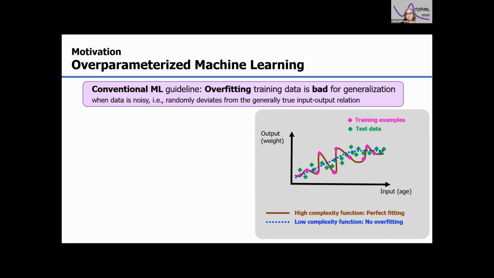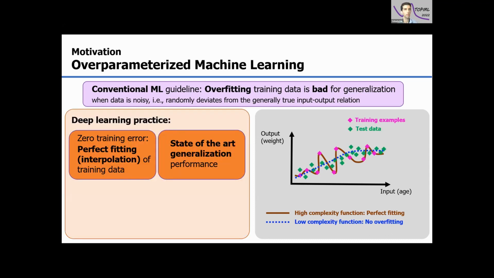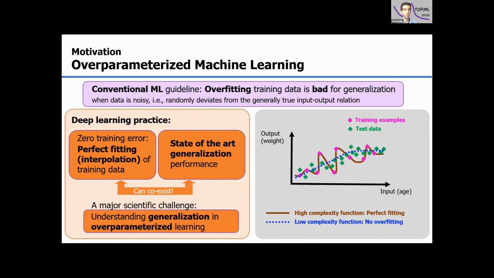However, recent deep learning practice amazingly shows us that perfect fitting or interpolation of training data and state-of-the-art generalization performance can coexist. And this establishes one of the major scientific challenges in modern machine learning theory, which is to understand generalization in over-parameterized learning also beyond deep neural networks.